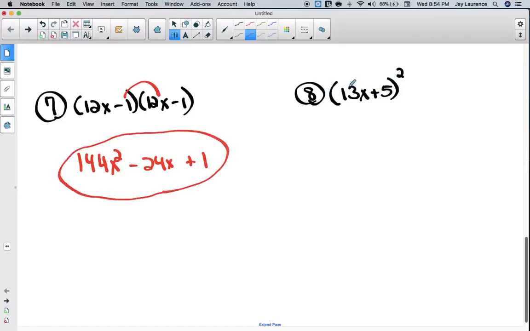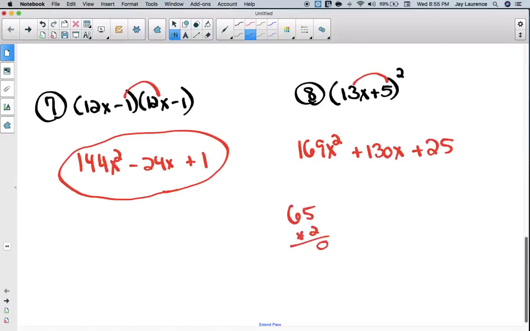Okay, 8. I'm going to square 13x. I'm going to get 169x squared. I'm going to square the 5. I'm going to get 25. Positive. I'm going to multiply and get 65. Doubled is going to be 130x. Yeah, 65 times 2, right? 0, carry the 1, 12 plus 1, 13. There you go, 130.